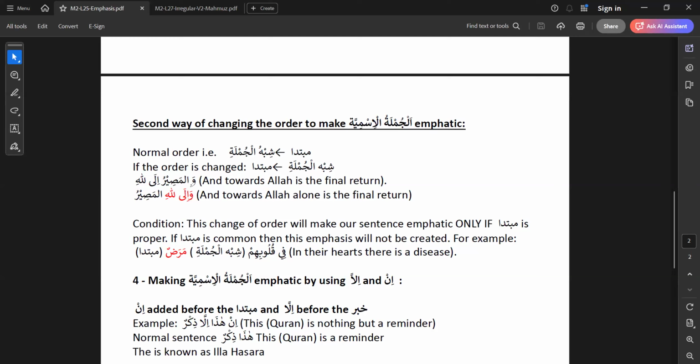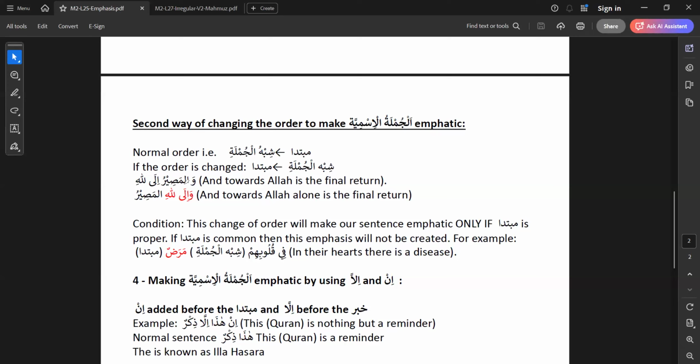Quick note though, there's a condition to this. The change of order will make our sentence emphatic only if the mubtada is proper. So you notice we have al here, al-masir is proper. If the mubtada is common, then the emphasis will not be created. So there's a key point here for you to remember: look out for proper nouns, okay?